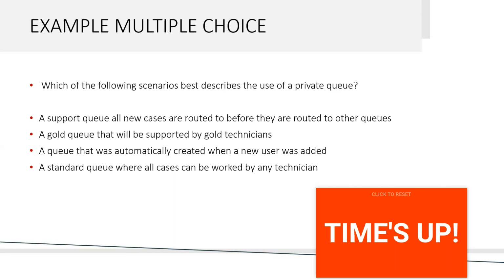Okay, so the correct answer for that question is option B. A gold queue that will be supported by the gold technician is known as a kind of private queue, where only the specific person can access the cases from that list.